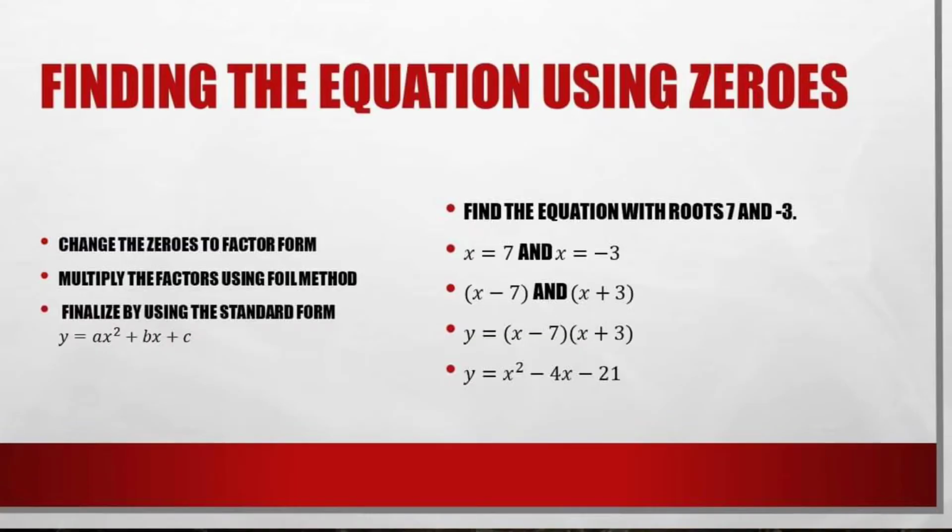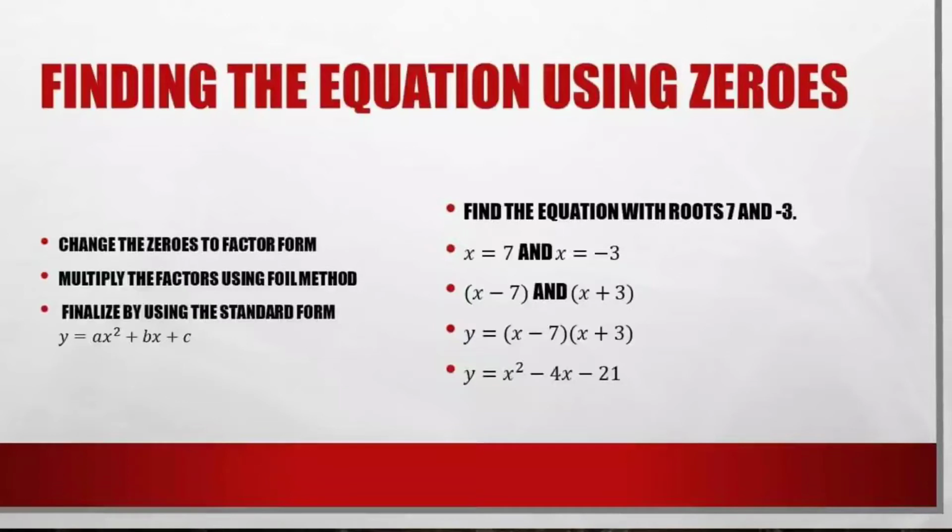So, ngayon, punta naman tayo kapag ang given ay zeros, paano natin i-ma-identify ang ating equation? In finding the equation using zeros, the first step must be to change the zeros to factor form. Then, multiply the factors using the FOIL method. Finally, finalize your answer by using the standard form y is equal to ax squared plus bx plus c. For our example, try to find the equation with the roots 7 and negative 3.